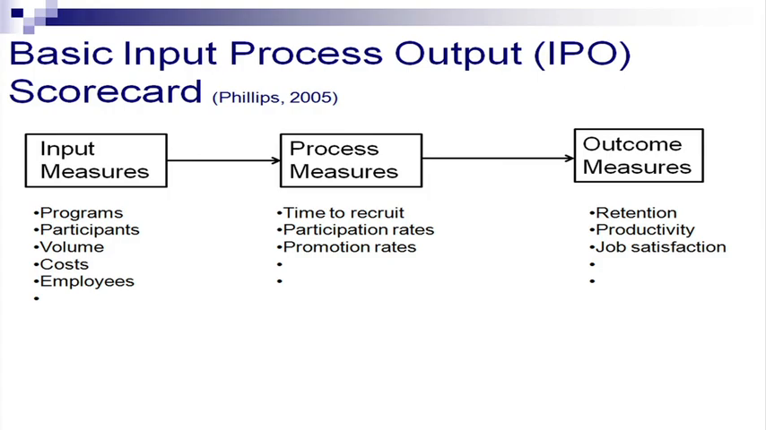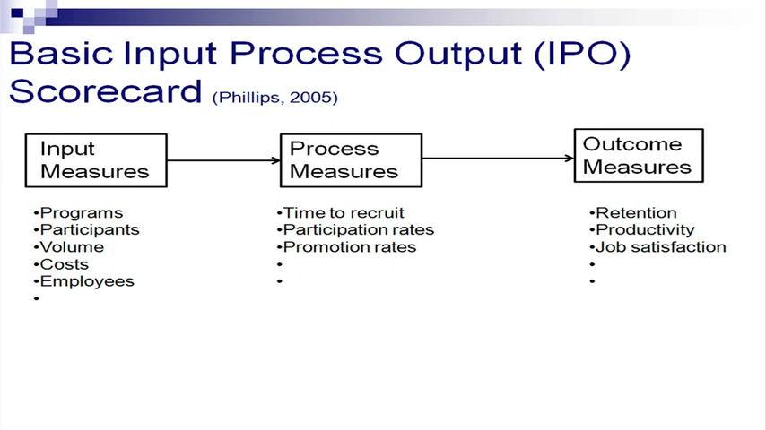the resources that go in, costs, employees, etc. The process measures are the time it takes to recruit people, the participation rates, promotion rates, etc. So, the processes that we go through in order to utilize the resources that we have put in at the input stage. And for the outcome measures, we evaluate how many people still want to stay with the organization. So, retention rates could be calculated, productivity of the employees could be calculated, job satisfaction could be evaluated through performance reviews, through interviews, through appraisals, etc.